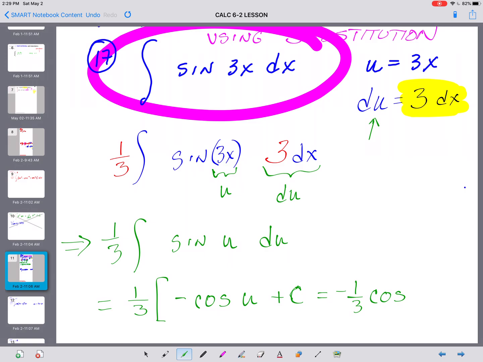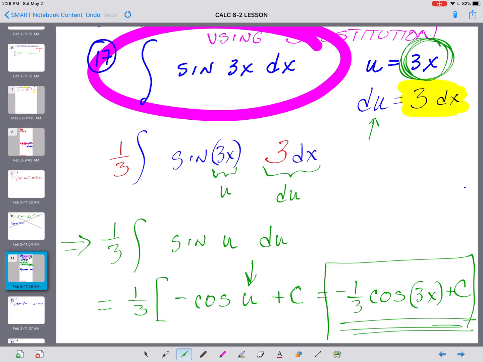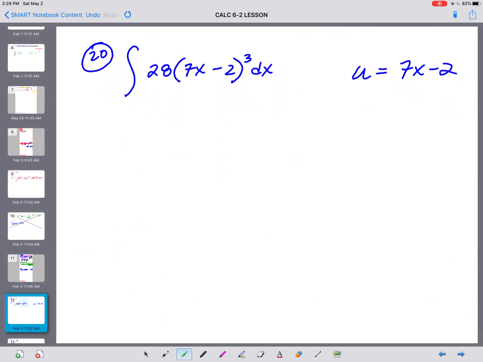And now, in place of the u, what does the u equal? What is the u the same as? Yeah, there it is. 3x. Nice. We'll put a plus c. Boom, done. There it is. That's our solution to the indefinite integral. Let's go to 20. Here it is, number 20.